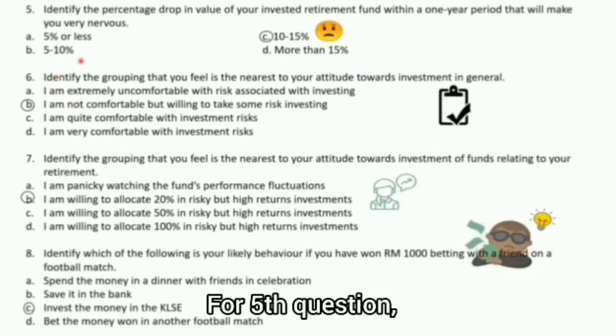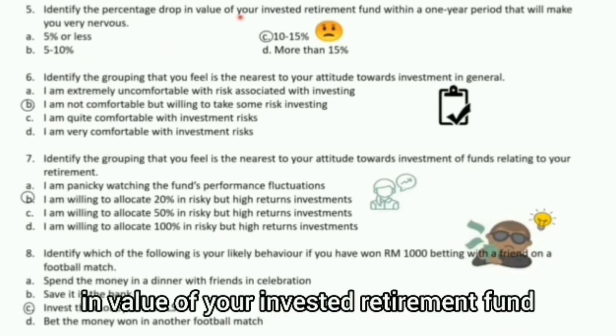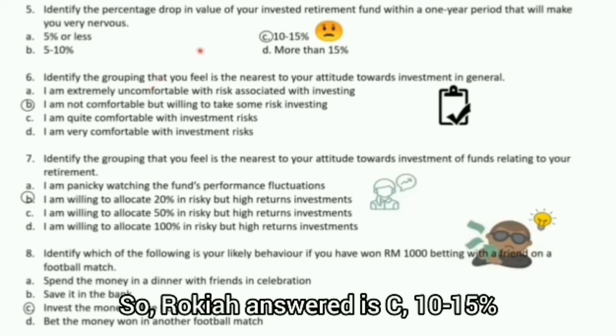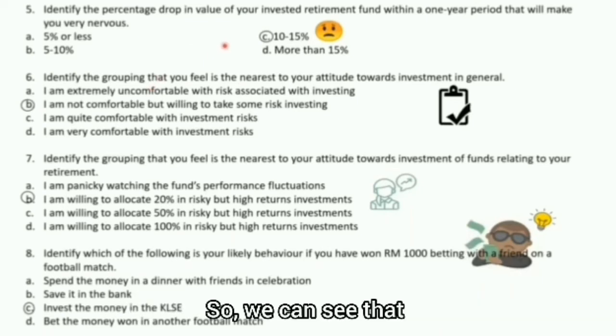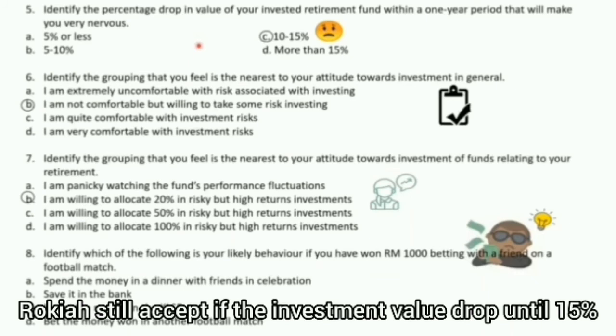For the fifth question, identify the percentage drop in the value of your invested retirement fund. So Rokia's answer is C, 10 until 15%. So we can see that Rokia still accepts if the investment value drops by up to 15%.